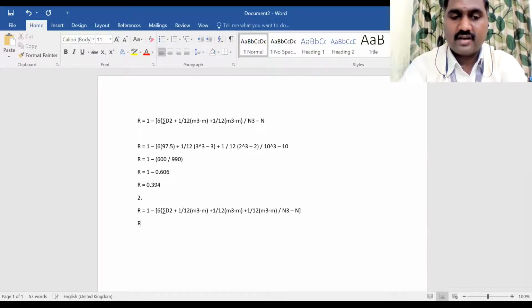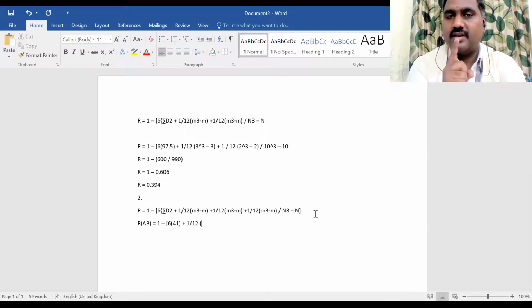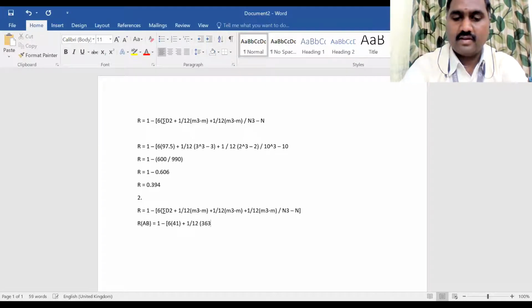I will put this as R of AB, that means judges A and B. Well, 1 minus 6 into summation d1 square, right? So what is d1 square? 41. Summation d1 square is 41 plus 1/12 into m power 3. I told you, right? What is the first number repeated? 8. 8 is repeated how many times? 3 times. So 3 power 3 minus 3. Close the bracket.